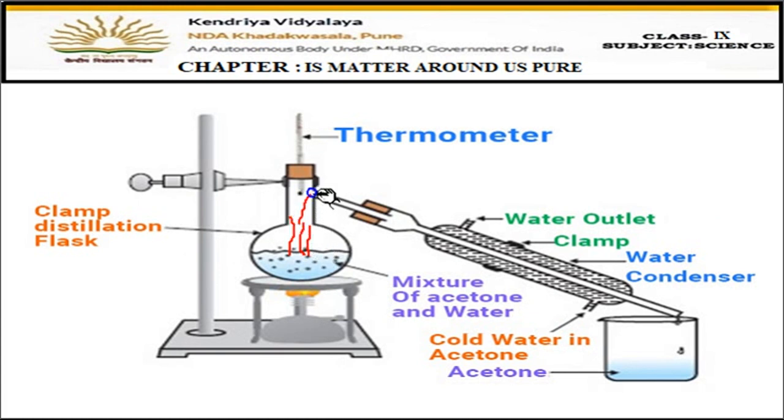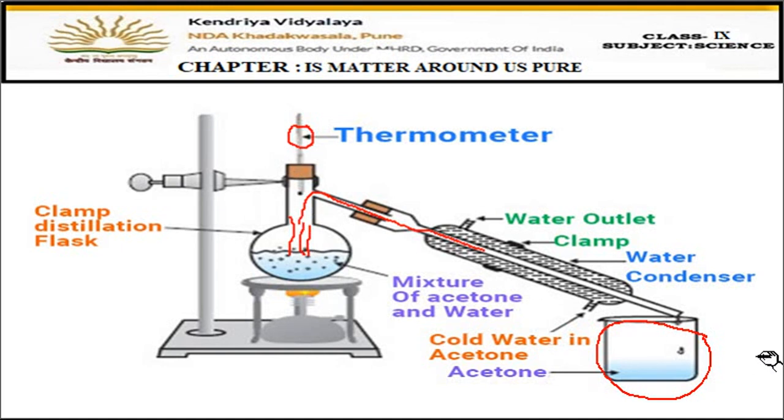Now these vapors will move on through this pipe, and once they reach the condenser, there is cool water here. When the vapors strike the cool surface, they will condense and again turn into liquid form. Then that liquid acetone can be collected in the beaker here. Until the complete acetone gets collected in the beaker, the temperature will remain at 56 only and will not rise, because of the latent heat. Until all the acetone is collected here, the temperature will not rise.